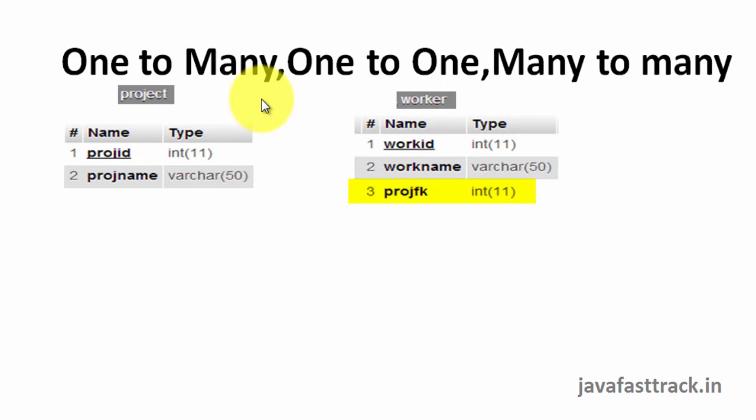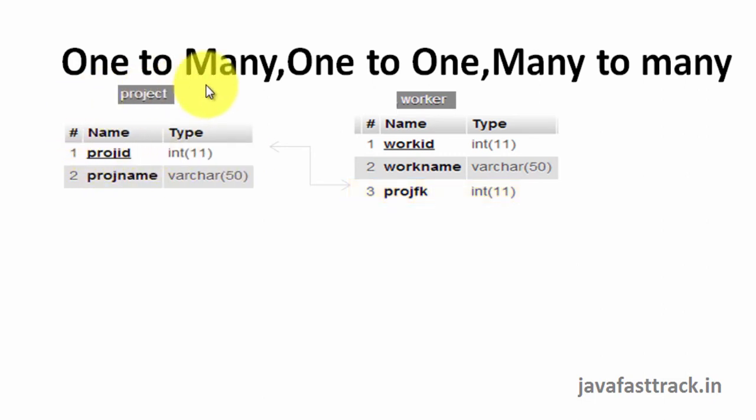To create a relationship between two tables, you must create a foreign key column. You must make a relationship. I say that project FK is the foreign key column. Data for that will come from the primary key of another table.